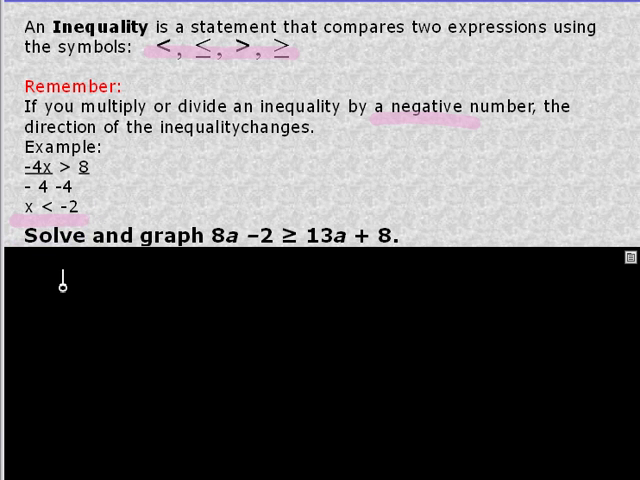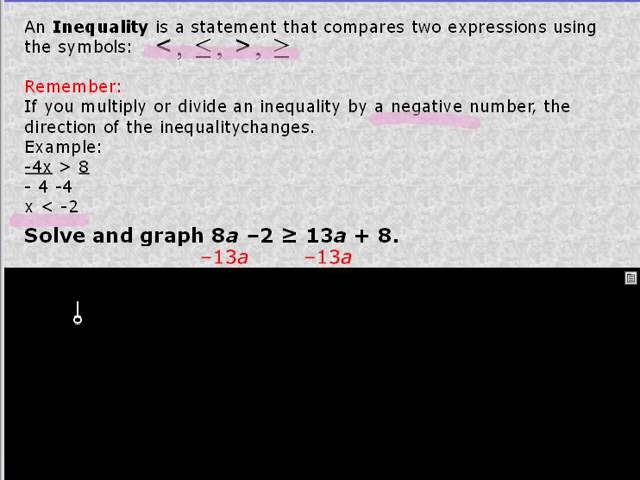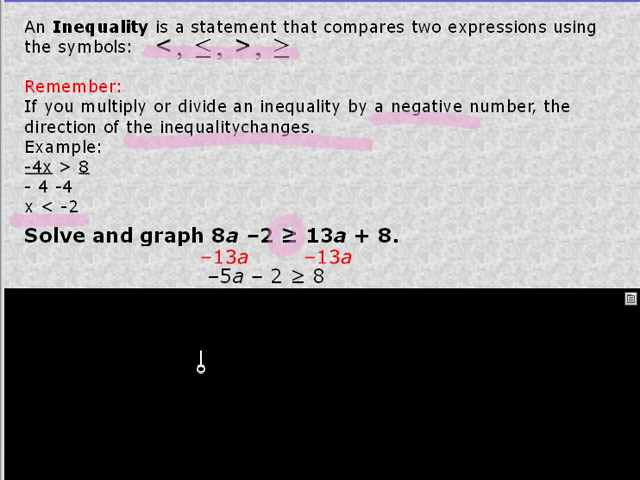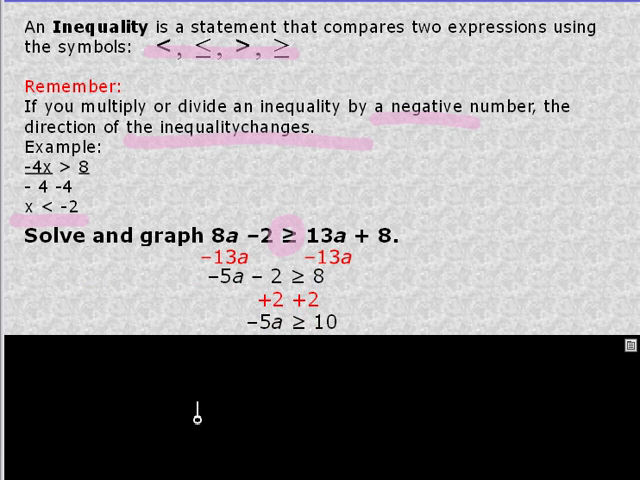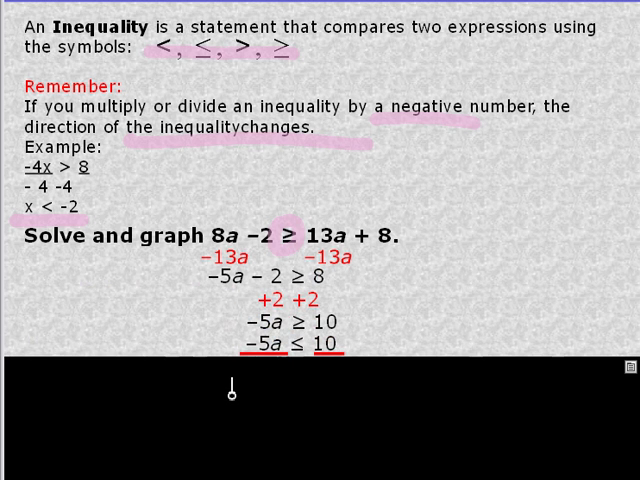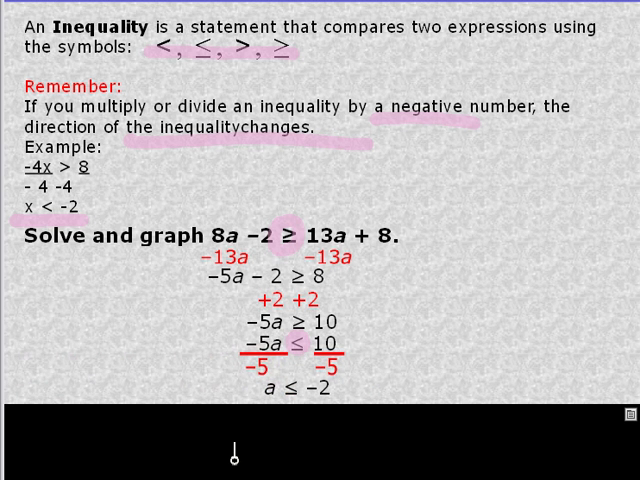All right, solve and graph 8a minus 2 is greater than or equal to 13a plus 8. So the first thing we want to do is solve the statement just like you would if this were an equal sign. The only difference is this part where you might have to change the direction of the inequality. So first thing they did is subtract 13a from both sides. Now we're going to add a positive 2 to both sides. And at this point we're going to have to divide by a negative 5 to solve for a. That means we're going to change the direction, which is done here. And so my solution becomes a is less than or equal to negative 2.